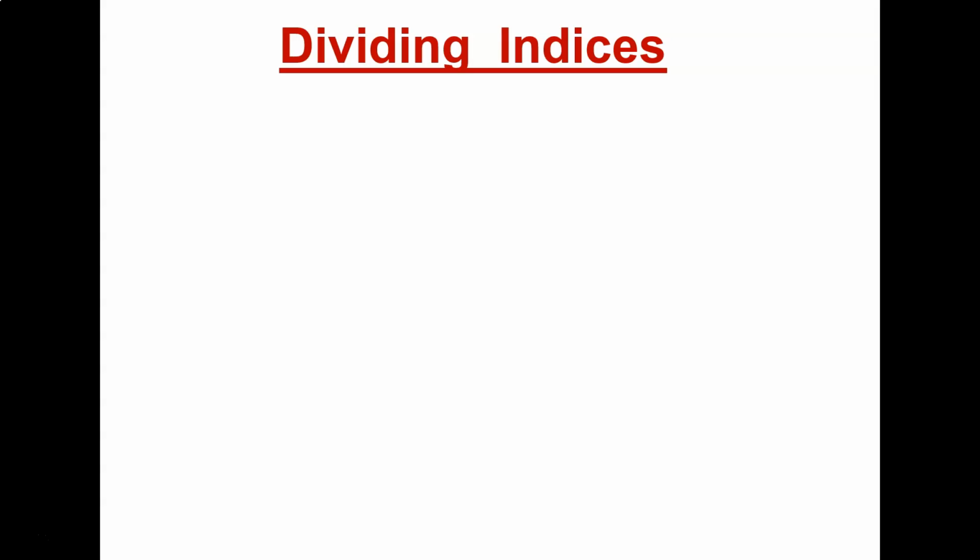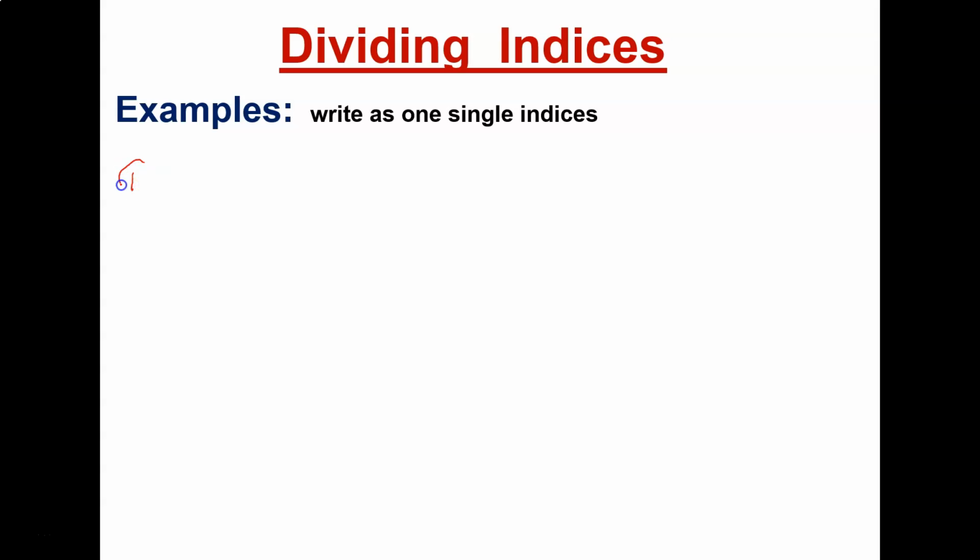What about division of indices? So let's do exactly the same way. Let me take a few examples and see what's happening here. Let me say I got x power of 5 divided by x power of 2. Let me change the top one into multiplication.